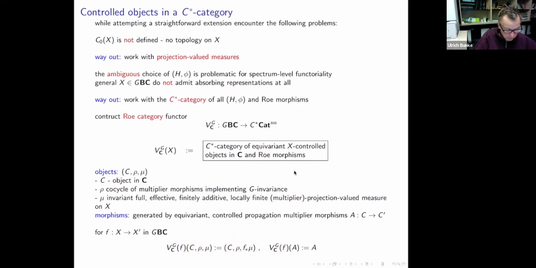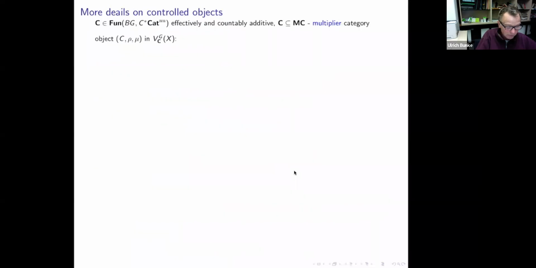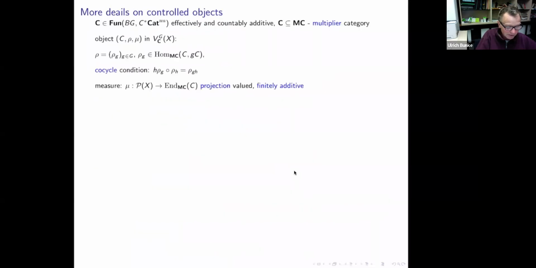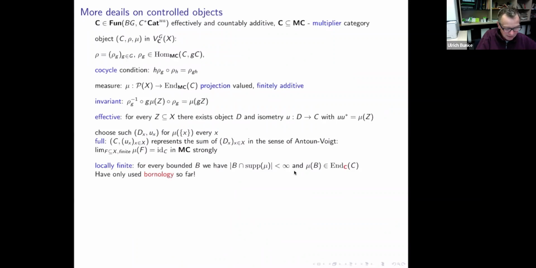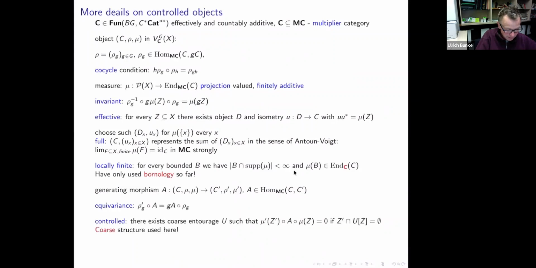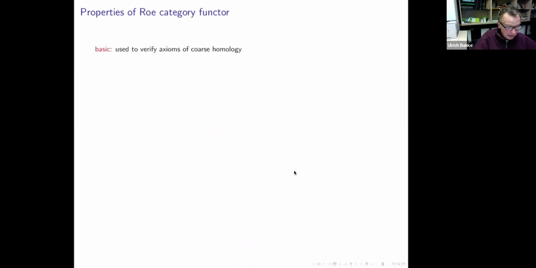So this is a very short explanation of what this category is. And maybe I skip some more. I wanted to tell some more details, but you can read them on the slides, and I will not explain them here for reasons of time. But I want to explain what the properties of this functor are.